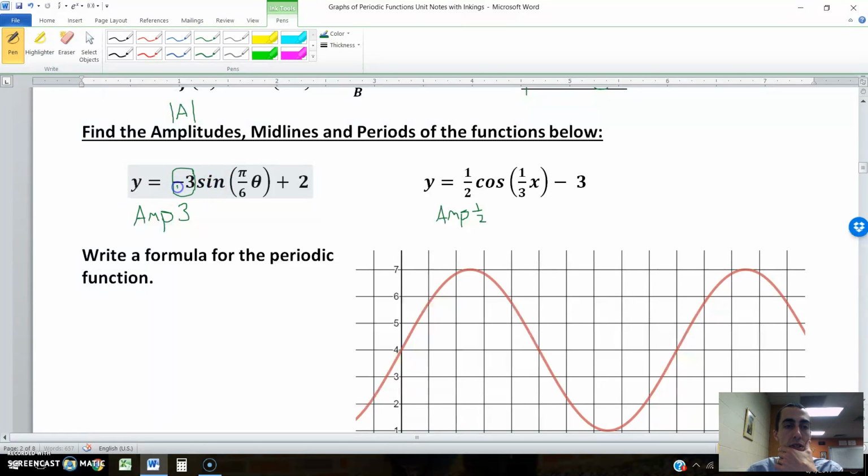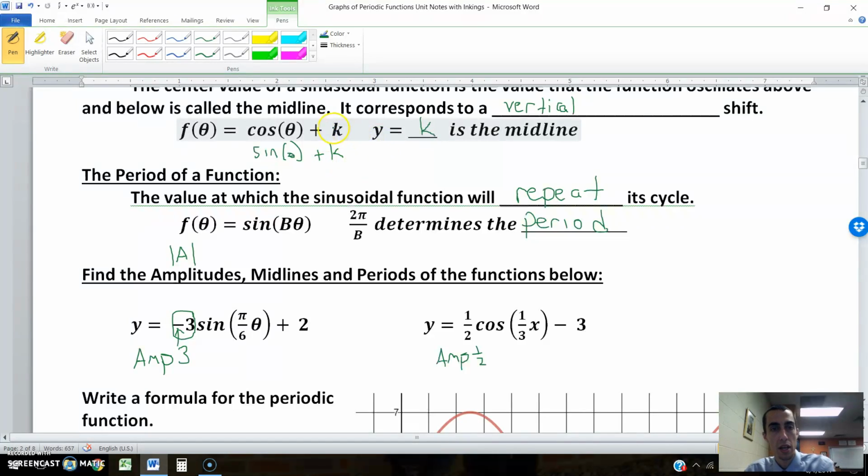This negative symbol is also going to flip it, so it's a reflection. But we haven't addressed those yet. Next up, the midline. The midline, you can see, is this. We get that from our plus k at the end. So here, our midline will be y equals 2. So this would be a vertical shift of up 2 units.